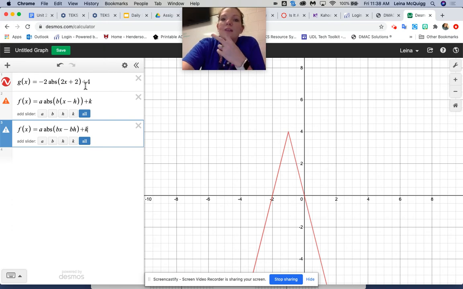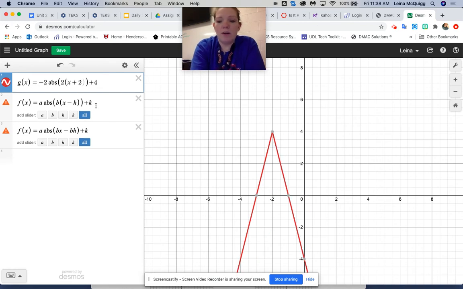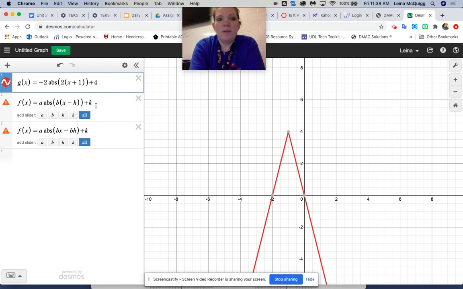So I can think about this 2 ways. I can think about, well, what can I factor out so that I can make it look like my general form? Well, I have a 2 in both places, so I'm going to go ahead and factor out a 2. If I take a 2 out of 2, that's going to leave me with 1. Now it looks like my general form. So my h value now is the opposite of 1, which is negative 1.